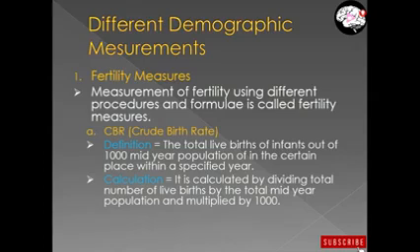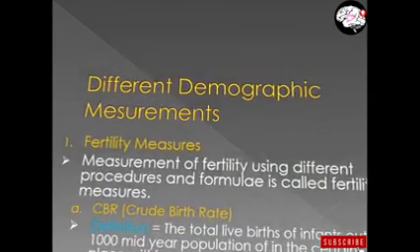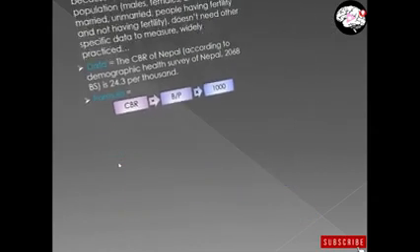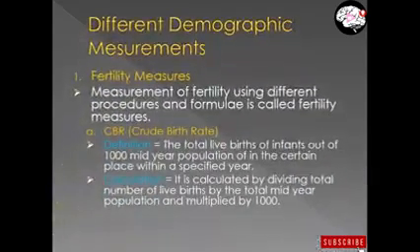While discussing the CBR, we will discuss 6 topics. First is definition, second calculation, third expression, fourth features, next important data, and next is formula. So let's start. First, let's go to definition.